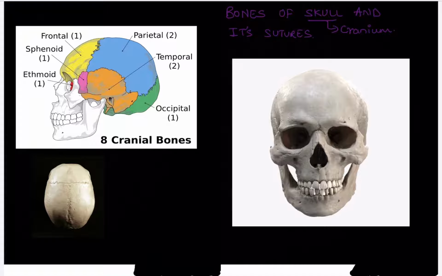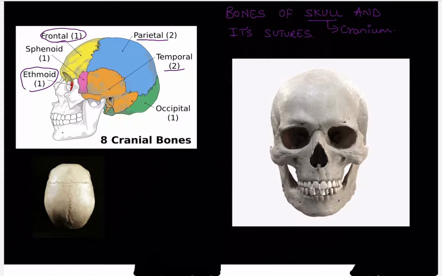The first bone is the frontal bone. It's 1 in number. It's present right at your forehead. You have two parietal bones which are present at the top of your head. You have two temporal bones which are present one behind each ear. One occipital bone that's present right at the back of your skull. You have one ethmoid bone.